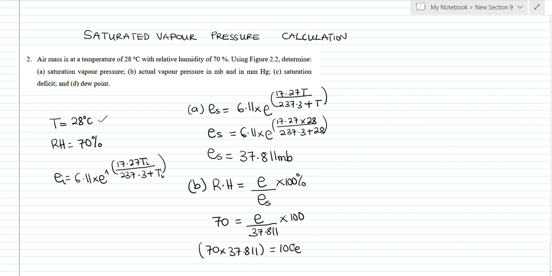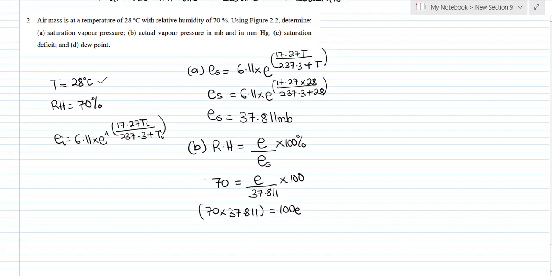And so if I continue down here, I can see that 100 E is equal to 70 times 37.811 over 100. And so the actual vapor pressure will be equal to, I have to evaluate this. Evaluating it, you're going to get 26.468 millibar. So that will be it.